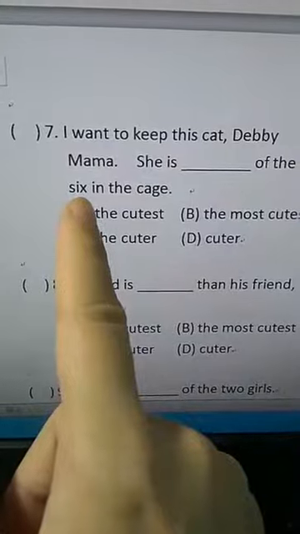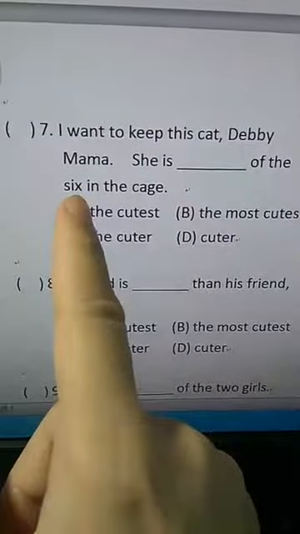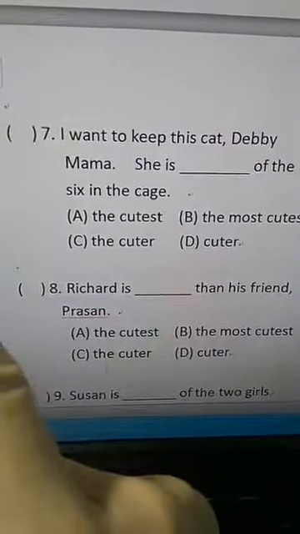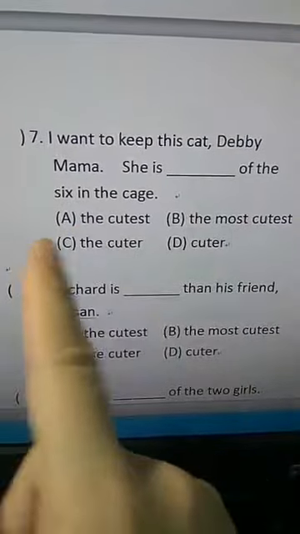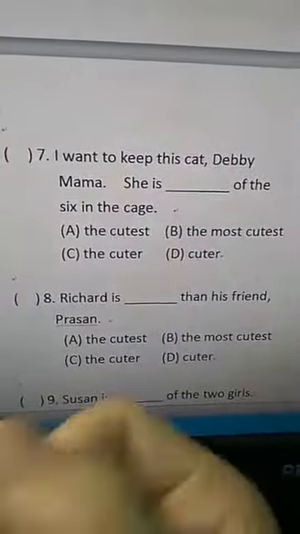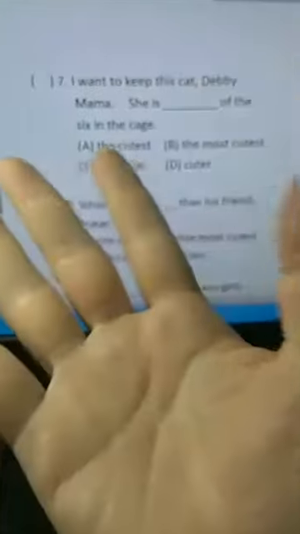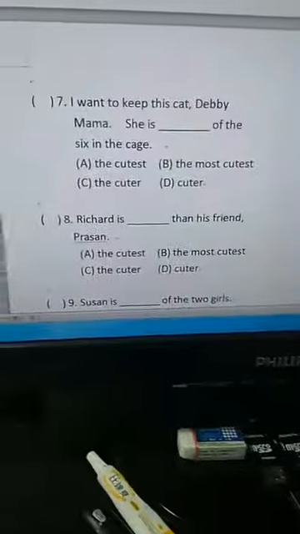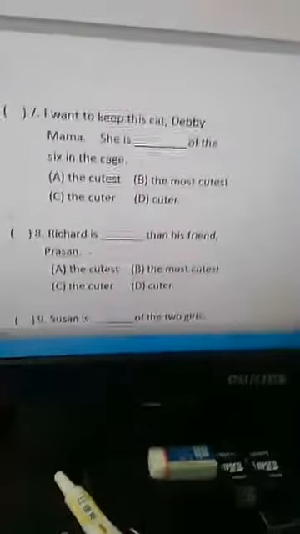6 is more than 3, so you have to use the superlative form. So we cross out C, we cross out D. Okay, remember that. So when you see of the 3, of the 4, of the 5, and even more, remember that you use the superlative form.